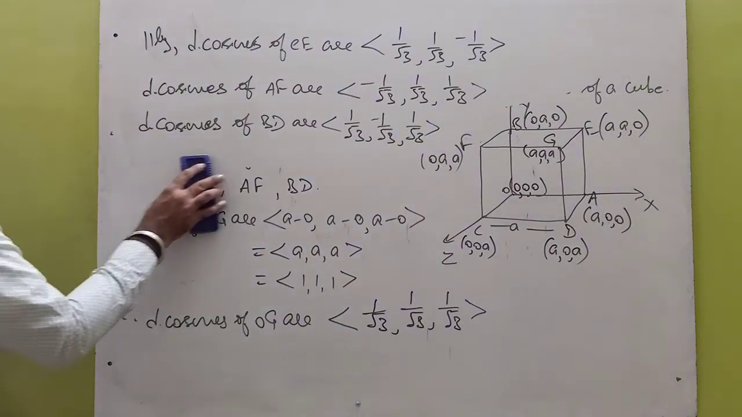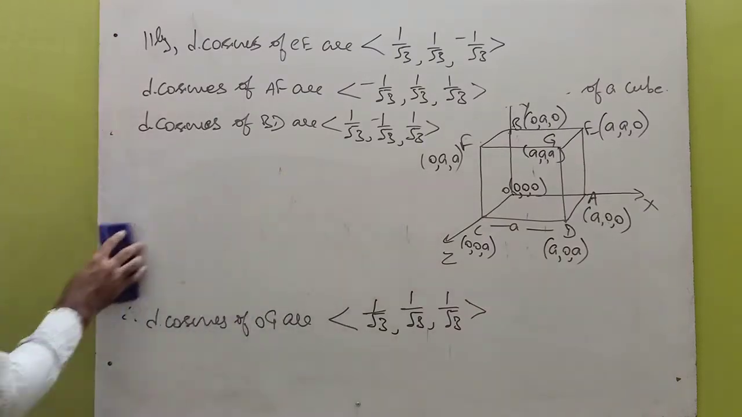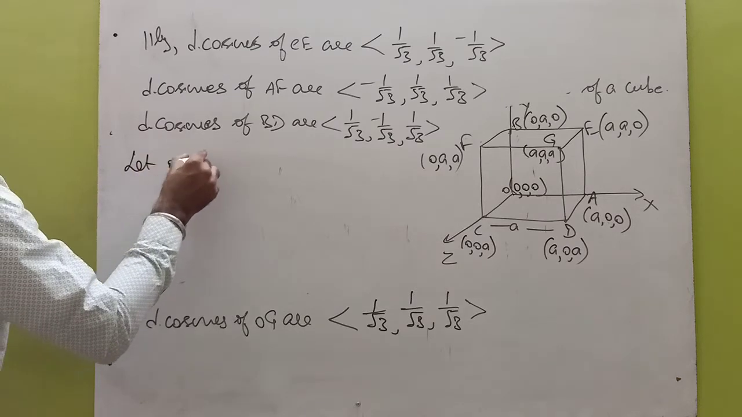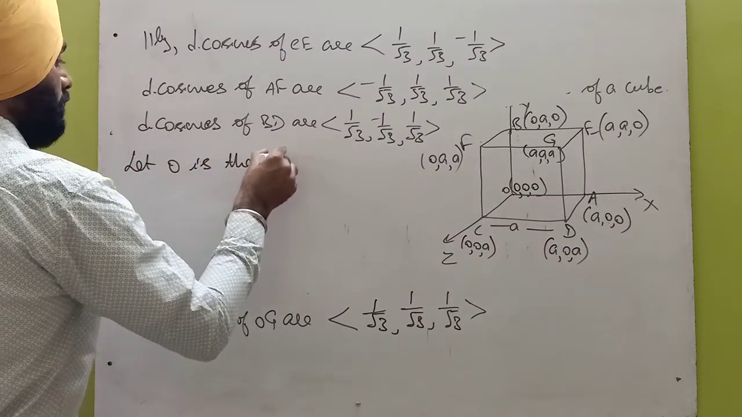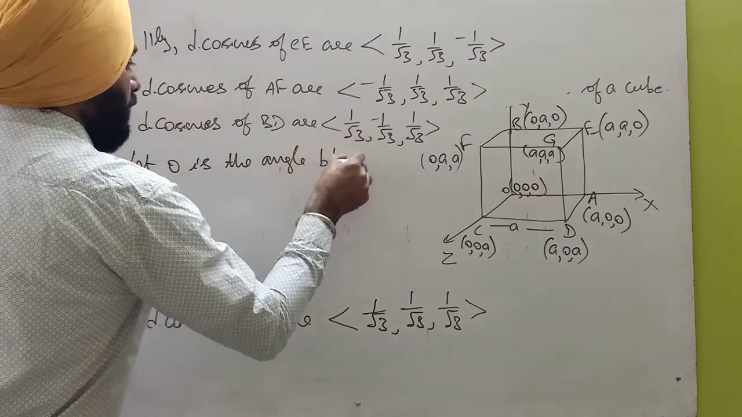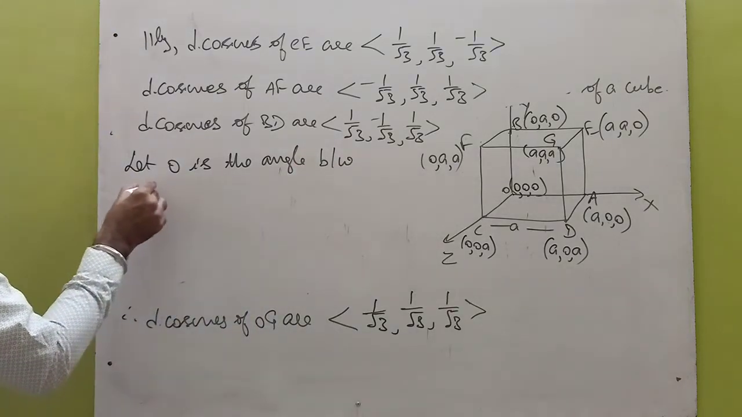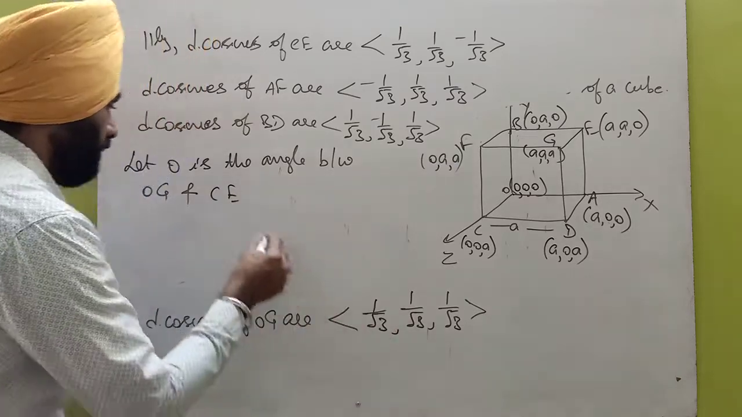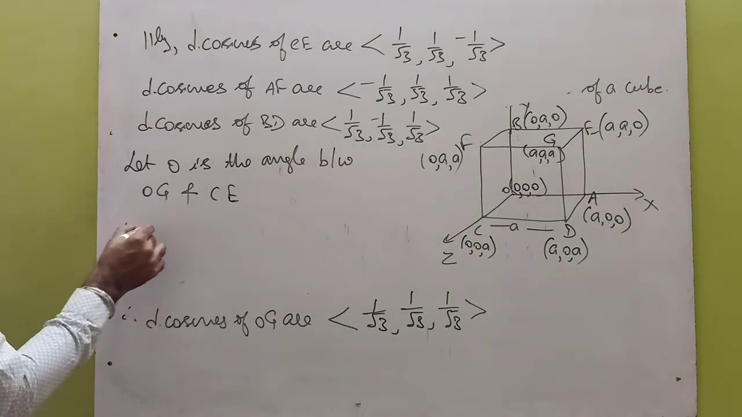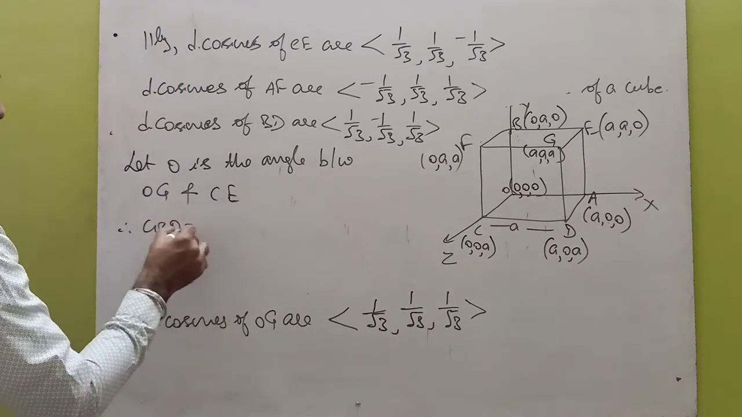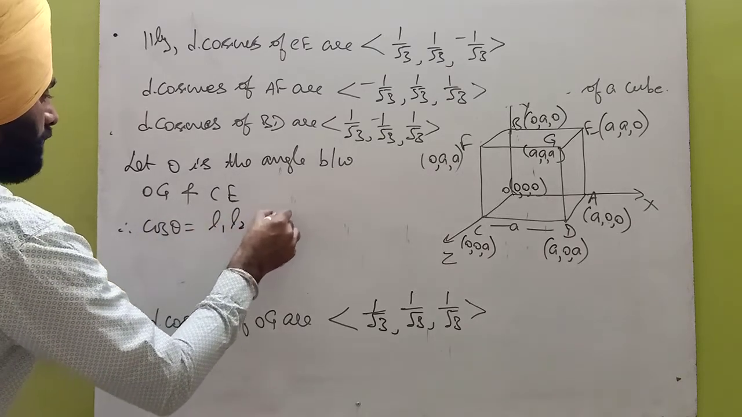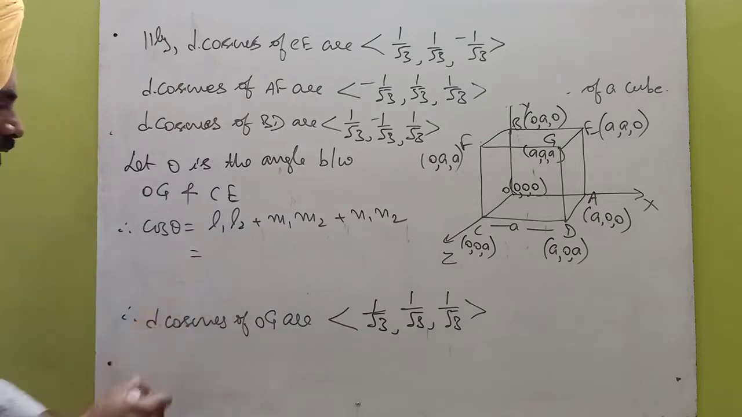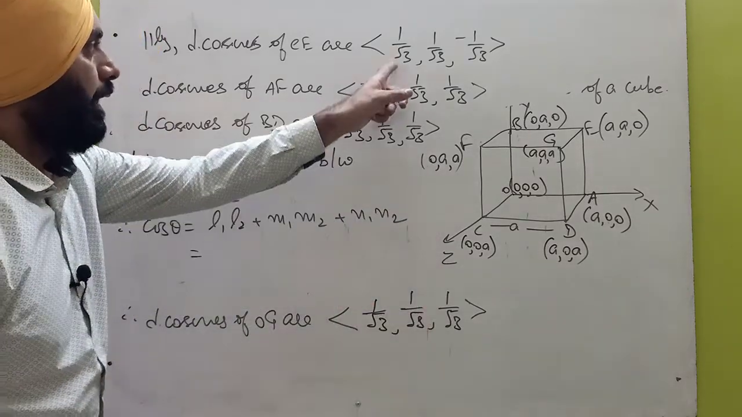And we have to find the angle between any 2 diagonals of the cube. Take any 2 diagonals. Let theta be the angle between them; let us take OG and second is CE. You can take any 2 diagonals. Therefore, what is the formula for cos theta? It is equal to L1 L2 plus M1 M2 plus N1 N2. So put the values, where these are L1 M1 N1 and L2 M2 N2.